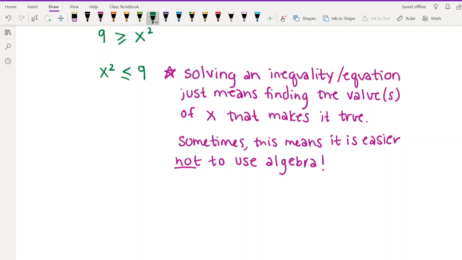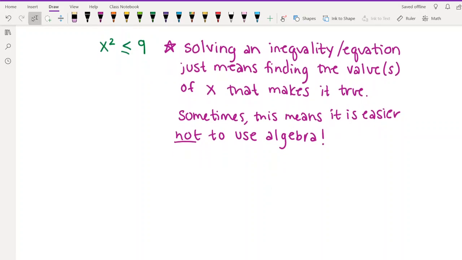Okay, so how would we reason our way through this? What does it mean to say x squared is less than or equal to 9? That means we're looking for a number that when you square it, you get something that is less than or equal to 9. So let's start thinking of some examples of numbers that work. You might think of 0. If you square 0, you get 0, which is less than or equal to 9.